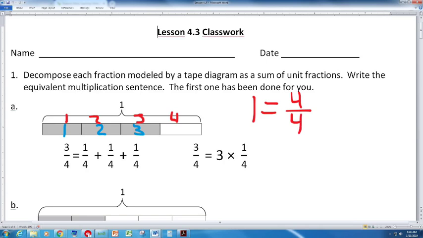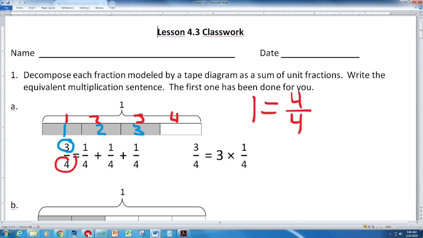So in this case, this strip is equal to 3 over 4, okay, where 3 is the shaded and 4 is the total amount of boxes. So 3 is the shaded and 4 is the total number of boxes. So blue and red. Okay.